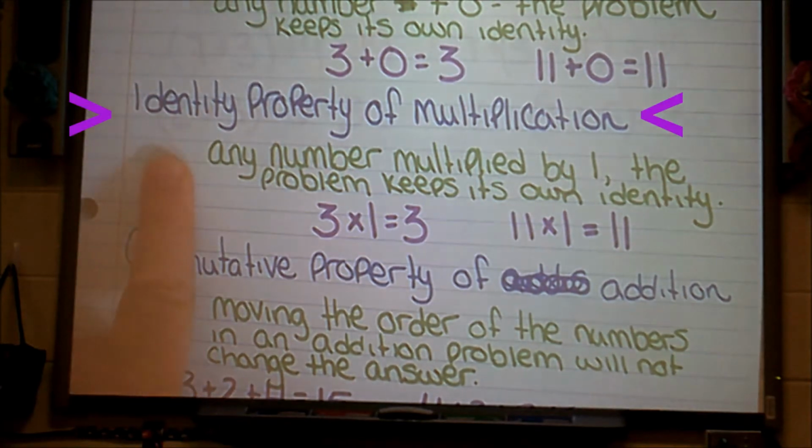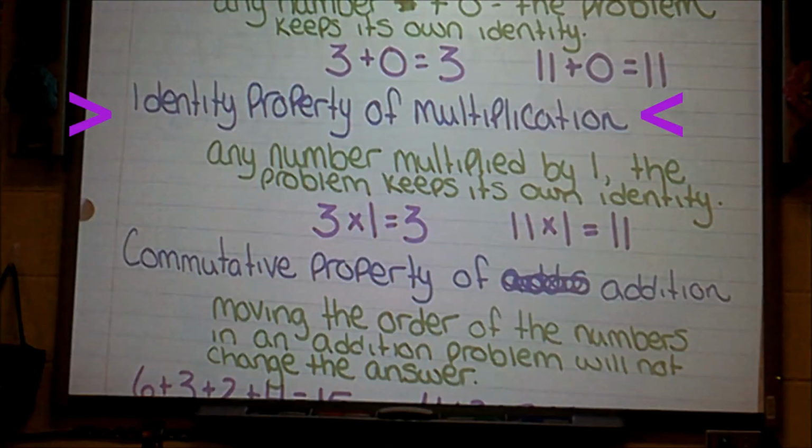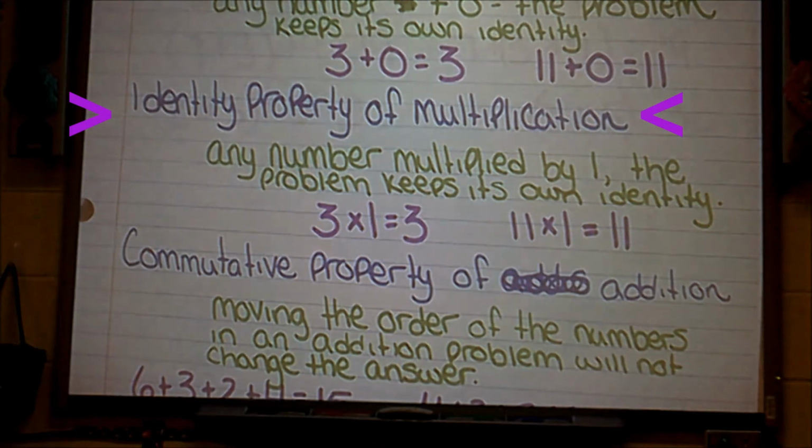The next property is the identity property of multiplication, which similarly to the identity property of addition says any number multiplied by 1 will keep the answer the same. Again, it will keep its own identity.